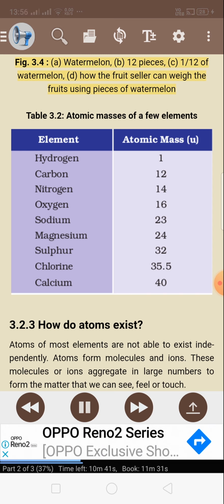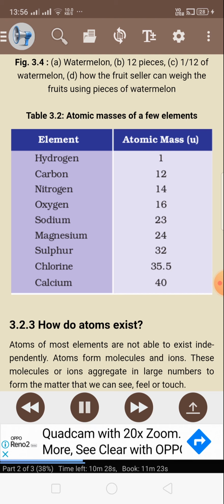Table 3.2, atomic masses of a few elements. Element, atomic mass in U: hydrogen 1, carbon 12, nitrogen 14, oxygen 16, sodium 23, magnesium 24, sulfur 32, chlorine 35.5, calcium 40. 3.2.3 How do atoms exist?